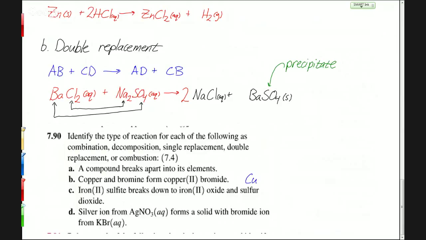Copper metal, which is just copper by itself. Bromine is actually Br2. Everything in that last column, along with O, N, and H, take a double. And then copper 2 bromide, CuBr2. And that's balanced as is. So that's an example of a combination reaction. What about iron sulfite breaking down to iron oxide and sulfur dioxide? Yeah, that would be decomposition. We won't write an equation for that one because we don't talk about sulfite.